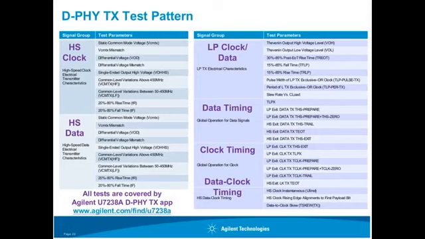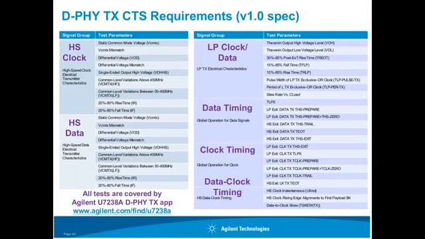So once you're able to generate the required test pattern and signal conditions, now you have to go and perform the measurements. The CTS requires the following tests, including the high-speed and low-power electrical characteristics, such as the common mode voltage and rise-fall time measurements. The other set of tests are the timing measurements on the clock and data signals that you have to measure as well, especially going from low power to high speed and high speed to low power transitions.